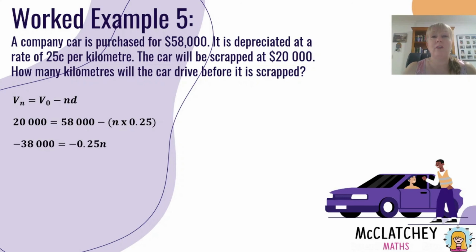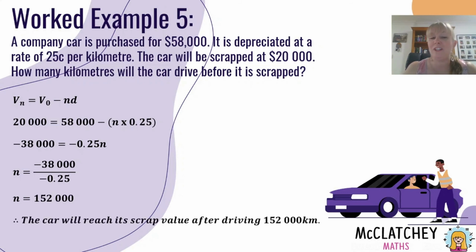Okay, so let's simplify both sides a little bit more, and then we divide both sides by negative 0.25 to get N all by itself, and we're going to find N is equal to 152,000. So we need to write that as a statement because we didn't get asked to find N in the question. Our statement is the car will reach its scrap value after driving 152,000 kilometres.